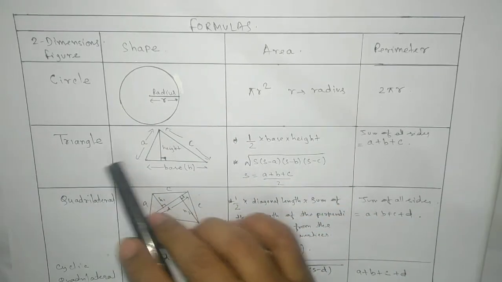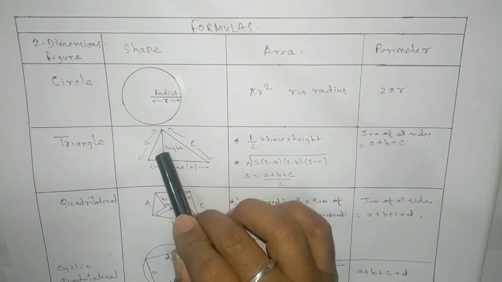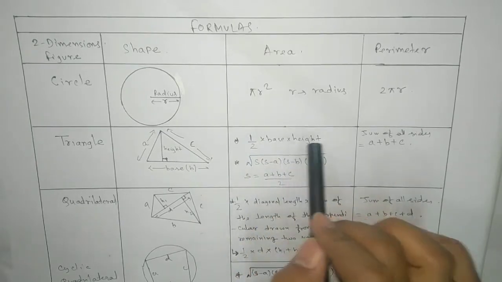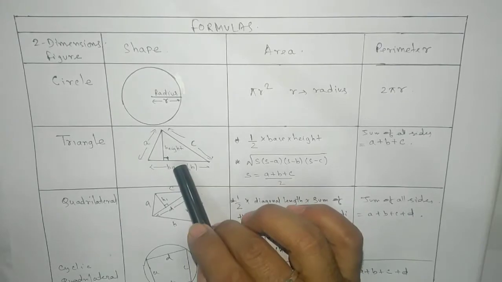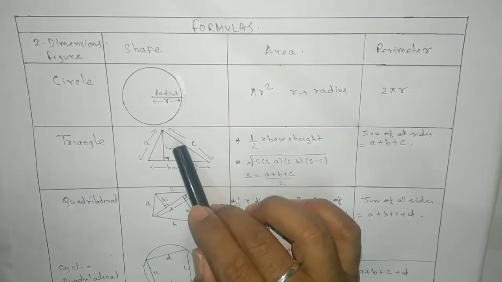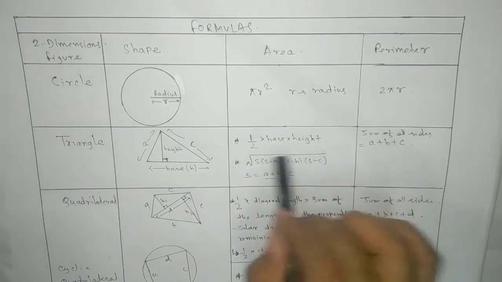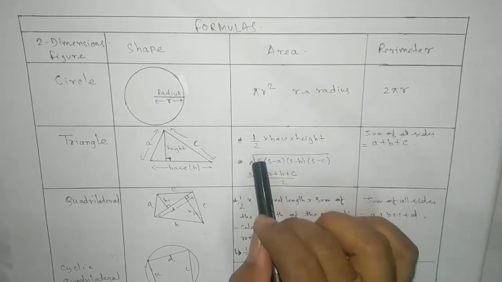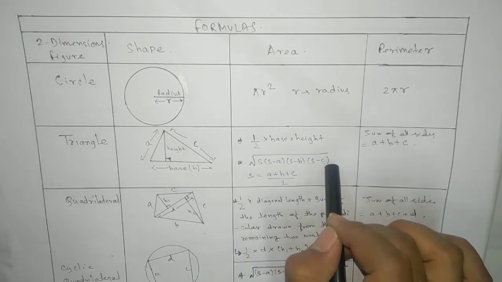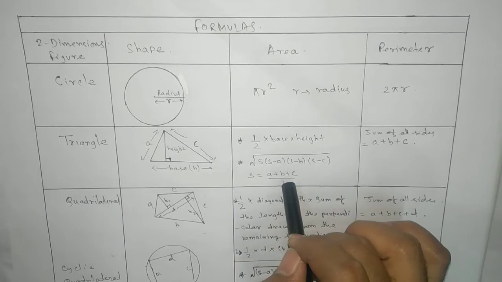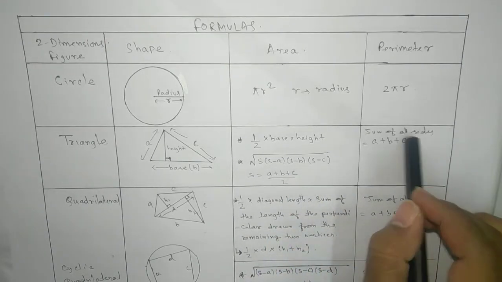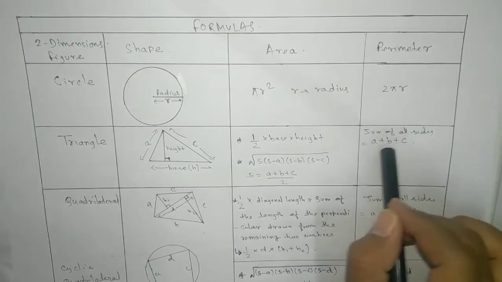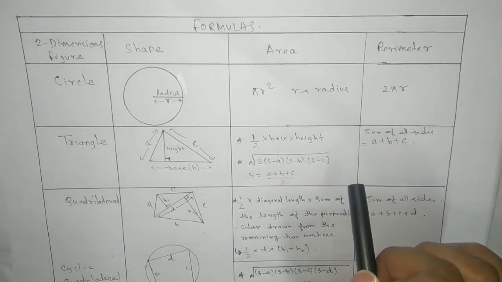Similarly for a triangle, if we have the base and the height, you can apply half into base into height. And if sides are given and height is not given, then you can apply Heron's formula, that is root over s into s minus a, s minus b, s minus c, where s is the semi-perimeter, that means a plus b plus c by 2. Perimeter means sum of all sides, and if we divide it by 2, we call it semi-perimeter.